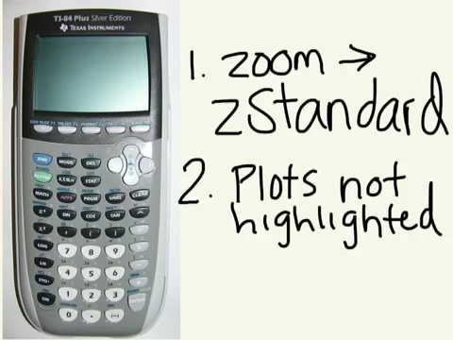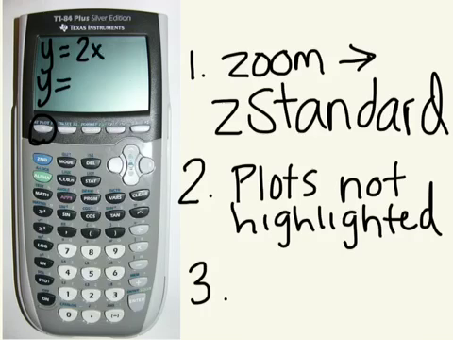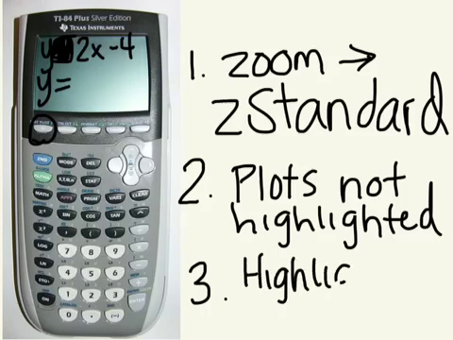And then the last thing that we can do, we can make sure that in our y equals, the equal sign for the y that we're using, where we typed in our equation, we can try and highlight the equal sign by going to the equal sign and clicking on it and highlighting it. And that should tell the calculator this is the one I want you to graph. So highlight equal sign.